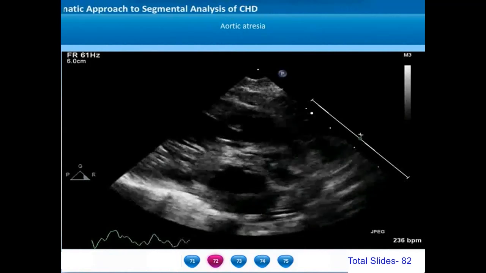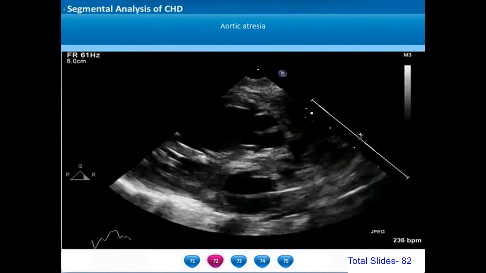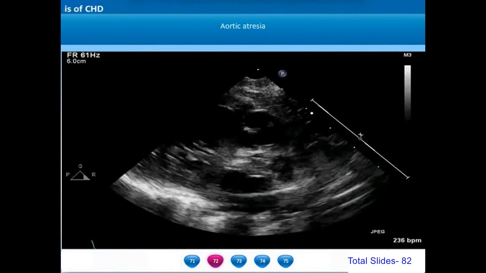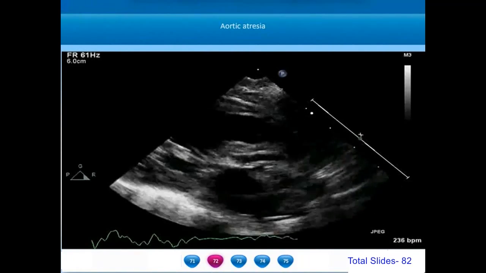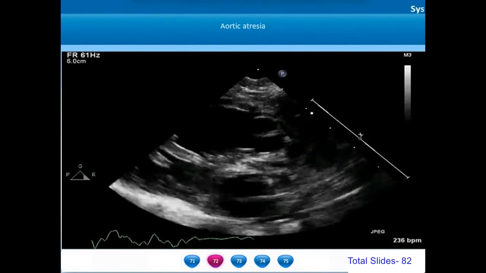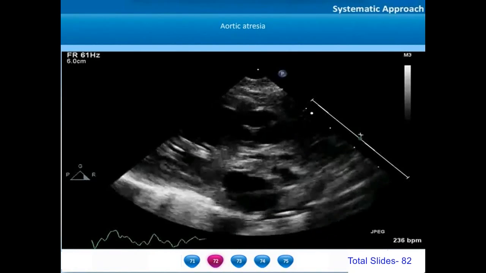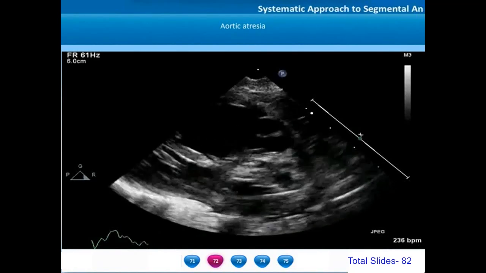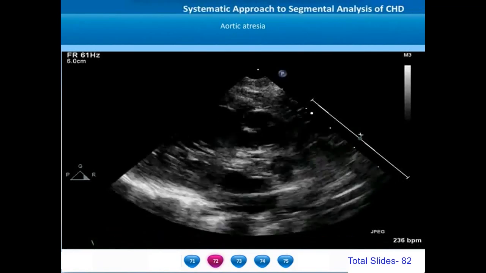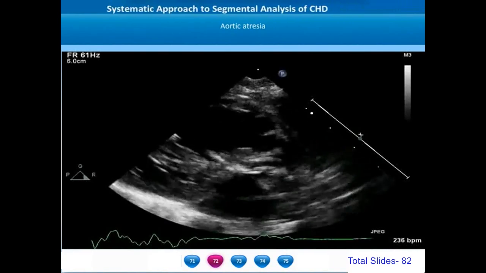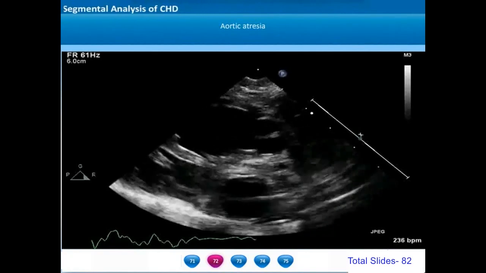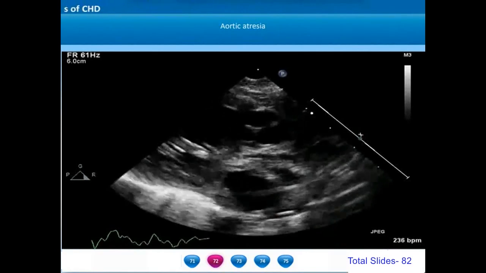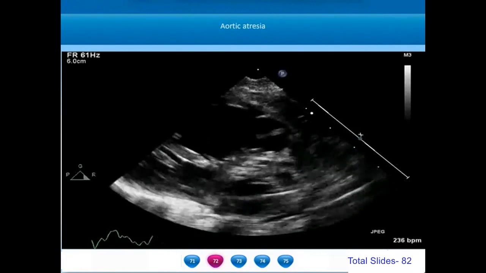One of the semilunar valves can be atretic. This is an example of aortic atresia. We can appreciate a hypoplastic left ventricle. The aortic valve is atretic and is closed. There is a small hypoplastic ascending aorta that is seen as a parallel structure in the middle of the screen. The anterior right ventricle and the pulmonary outflow tract are markedly dilated.